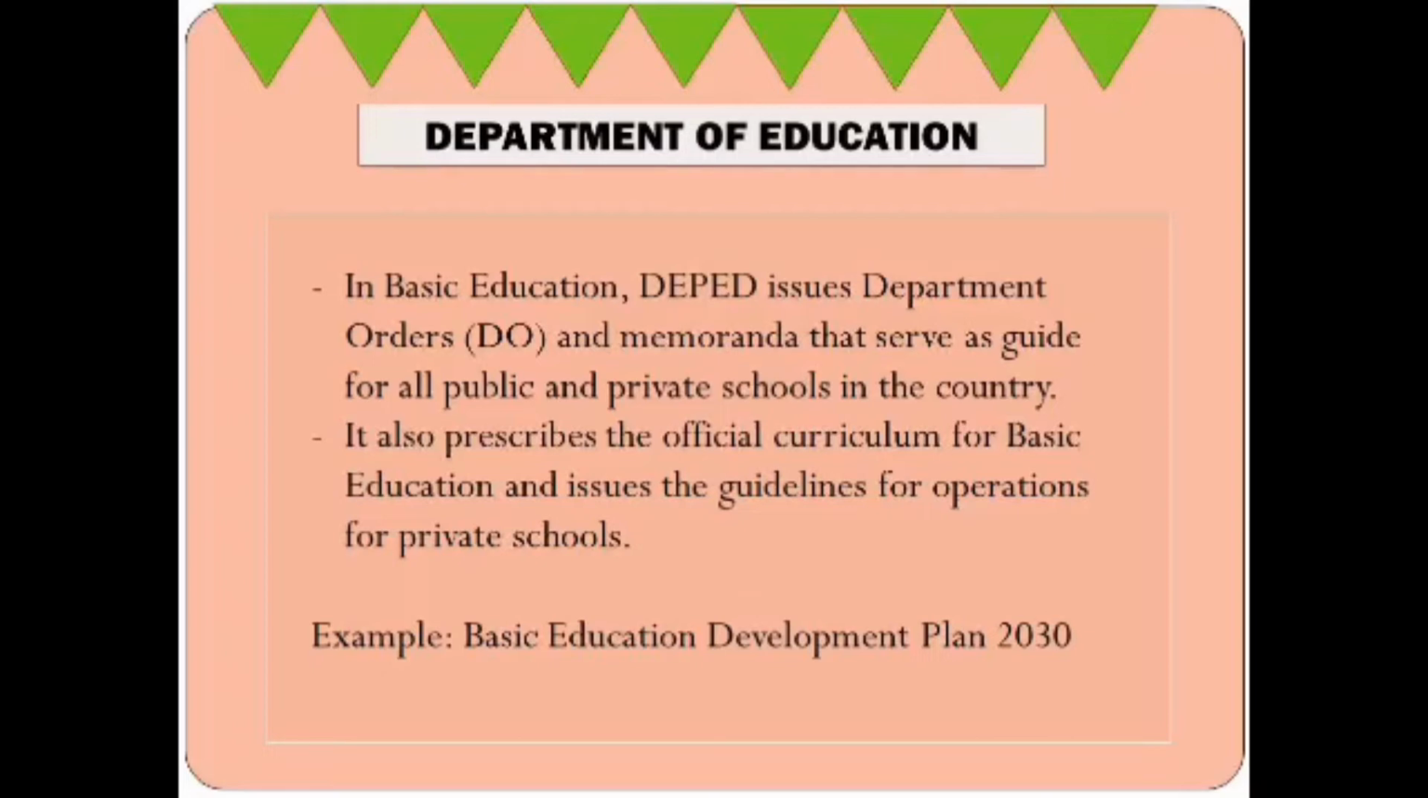So, our example here for the Department of Education is the Basic Education Development Plan 2030, or also known as BEDP 2030. This is considered as the first long-term plan of the department for basic education that covers kindergarten to senior high school, including non-formal education. This aims to address the current challenges faced by the basic education sector through its four pillars, namely access, equity, quality, and resiliency.